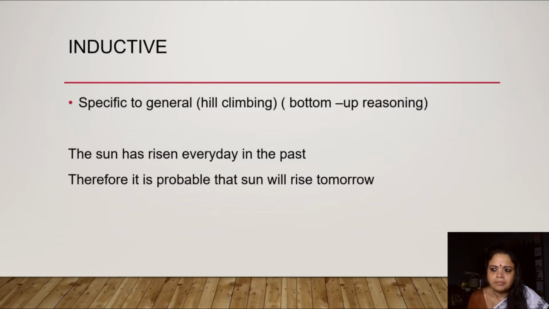It is not essential that you should remember, but it will be nice if you know that inductive is a hill climbing model. It is also called bottom up reasoning. So you can see another example here. The sun has risen every day in the past, therefore it is probable that the sun will rise tomorrow. This shows that the future is repeating the past, isn't it? So this is confirming the law of uniformity of nature.